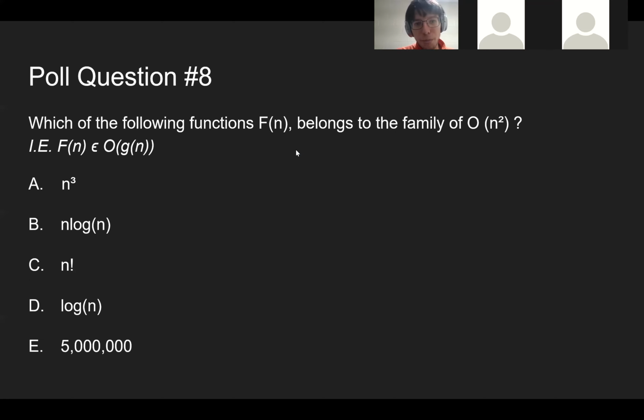Okay, so now for question number 8. Which of these belong to the family of big O of n squared?